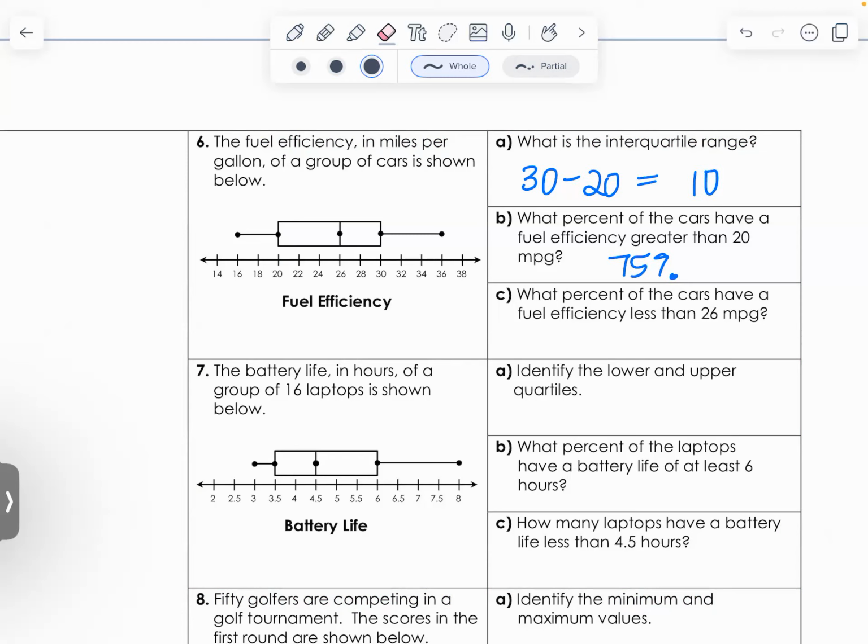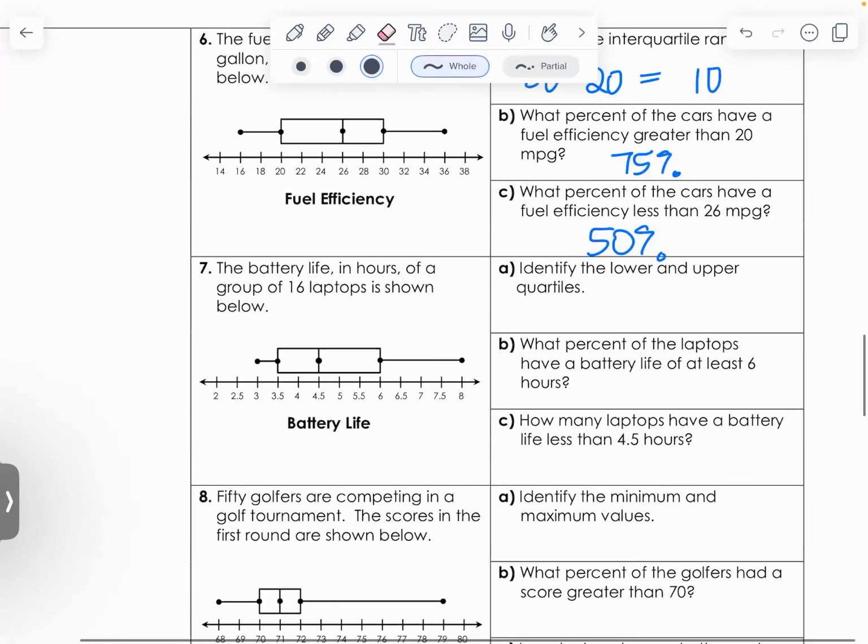Thanks. Okay. What percent of the cars have a fuel efficiency less than 26 miles per gallon? Charlie, what do you have for that one? Okay, here's 26. It's the median, half the data.